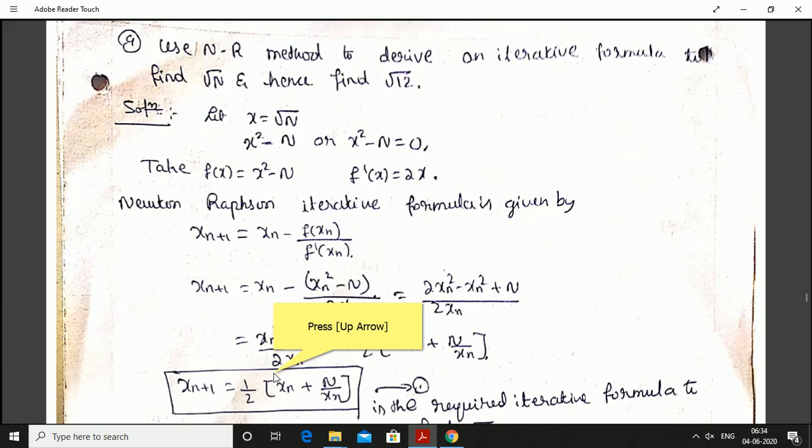Suppose they ask you to compute an iterative formula to find the cube root of N, you take x = cube root of N. If you cube both sides, x³ = N, or x³ − N = 0. In this way you proceed. For the fourth root of N, you take x = fourth root of N. In general, for the kth root of N, you take x = kth root of N. If you take the kth power on both sides, x^k = N, or f(x) = x^k − N. In that way you can compute the iterative formula for the required roots of N.